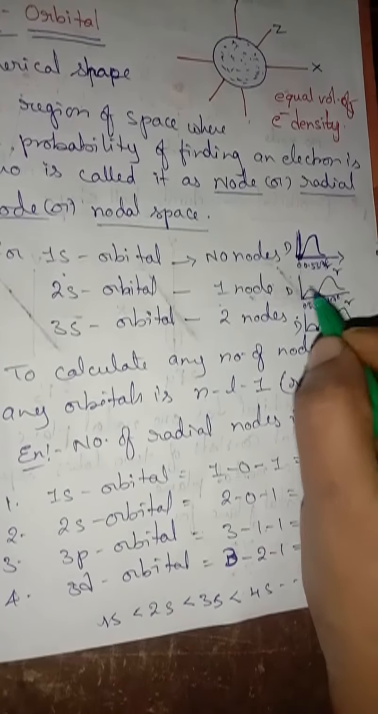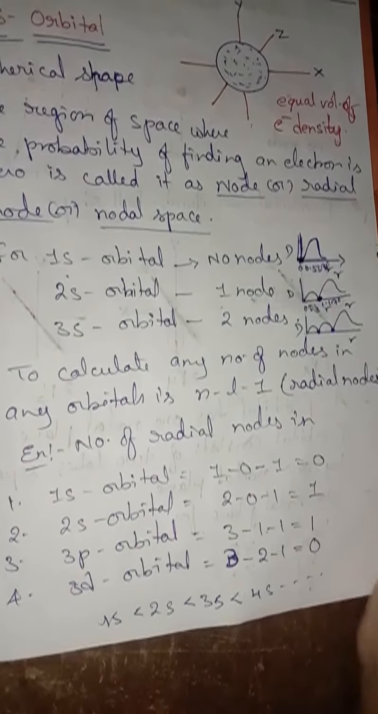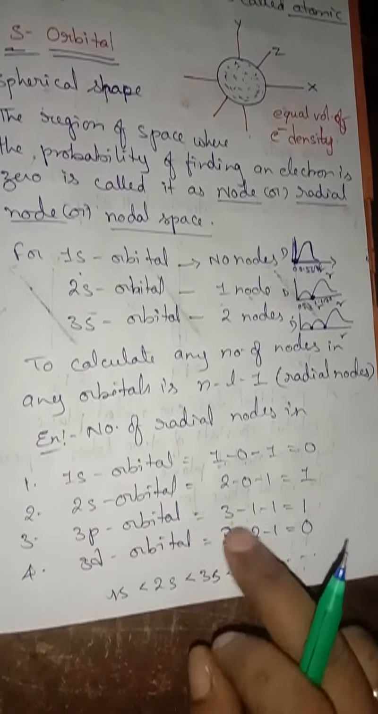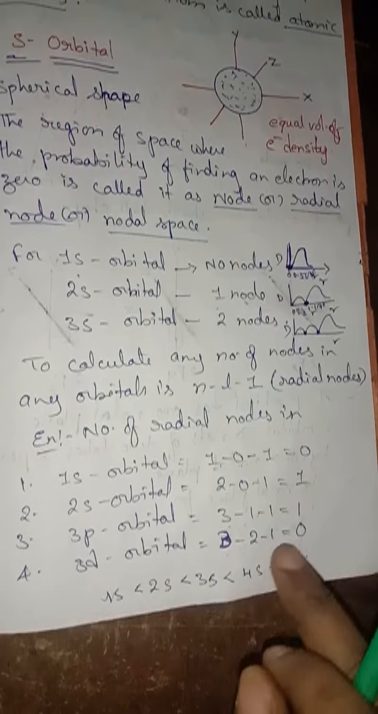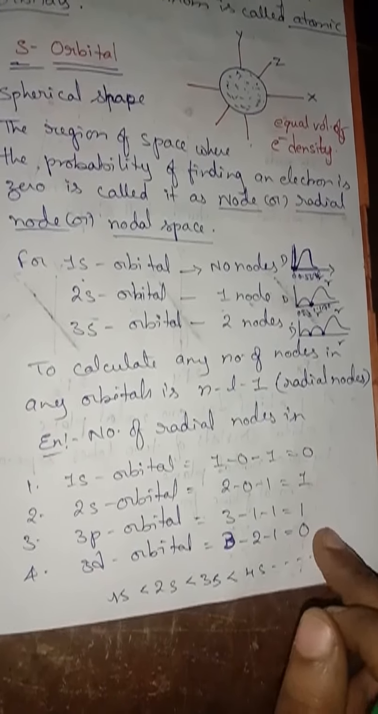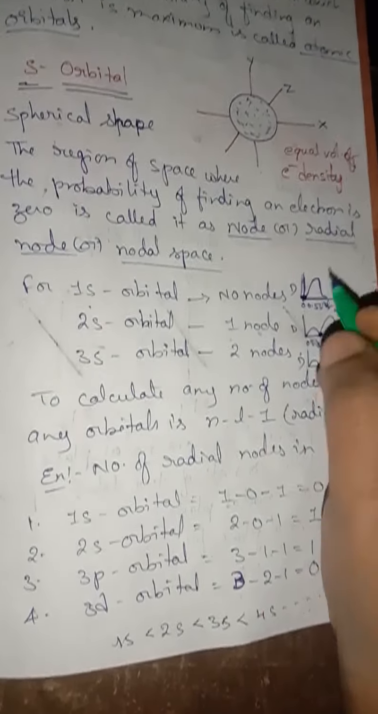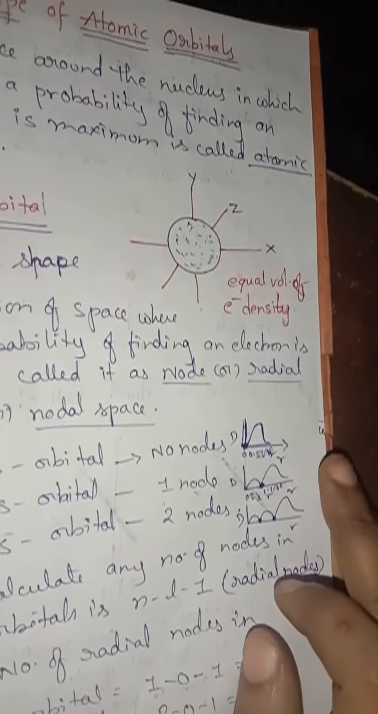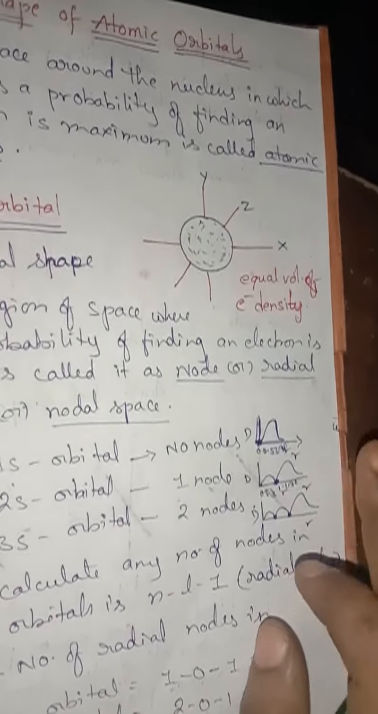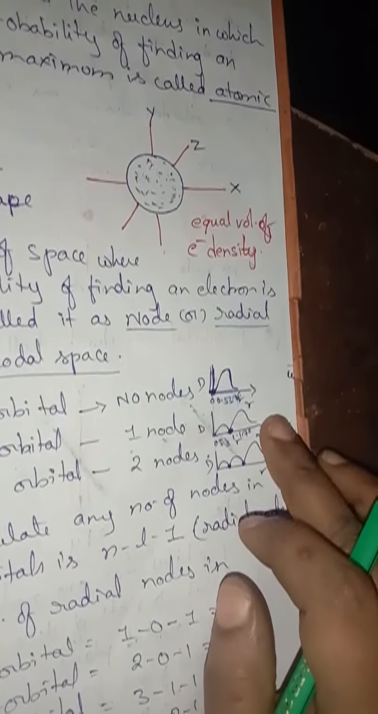It is the joining of these two loops. For the 3p orbital, 3 minus 1 minus 1 is 1. For the 3d orbital again it will be 0. Here the nodes are represented in this form. These are also called radial distribution curves.